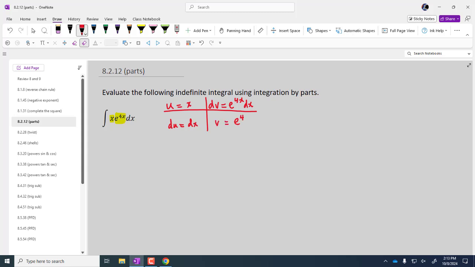And when we integrate this e to the 4x, we use a reverse chain rule. e to the 4x divided by the derivative of the exponent. So we'll have that. And so now our integral will be u times v, so we'll put 1/4 times x times e to the 4x. So there's our uv minus the integral of v du. So that's going to leave us with the integral of e to the 4x divided by 4 times dx.